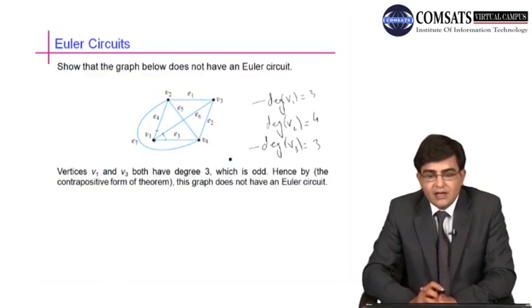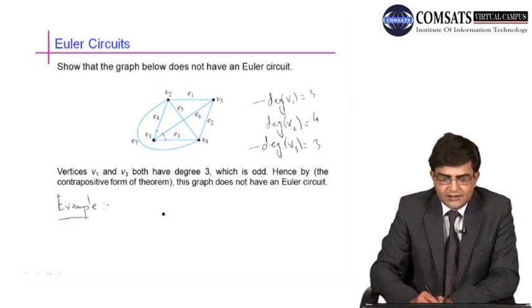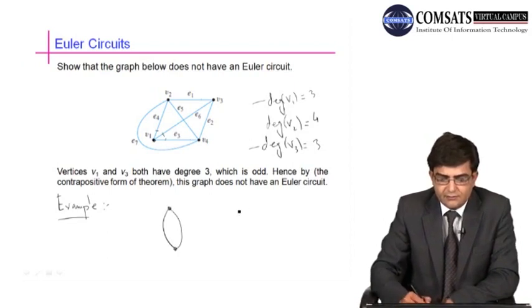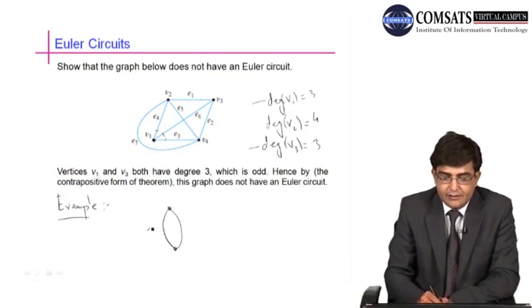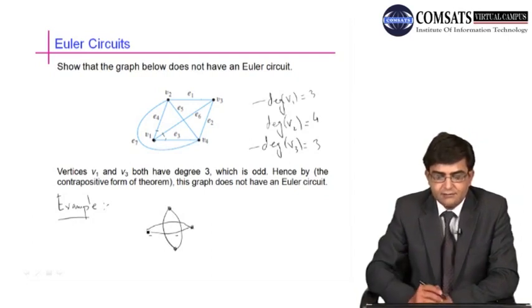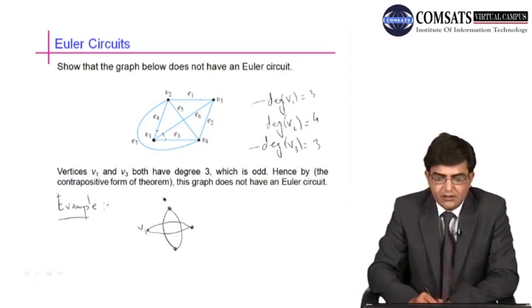For example, if we consider another example, now consider this graph. Here is a vertex, here is a vertex, and this one, for example, here is a vertex, here is a vertex. So this is a graph which has 4 vertices. For example, this is v1, this is v2, this is v3, this is v4.